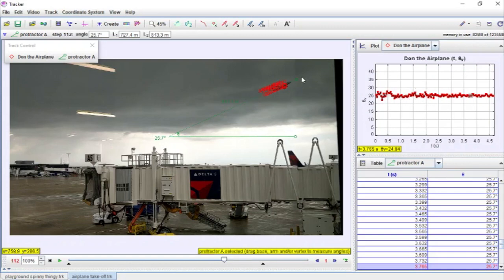So even though the plane is speeding up, it's keeping its direction pretty consistent, right? A vector has a magnitude and a direction, so this tells me that the magnitude is increasing, but the direction is staying pretty steady.